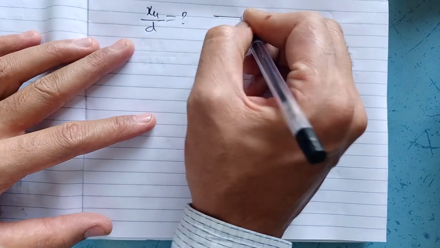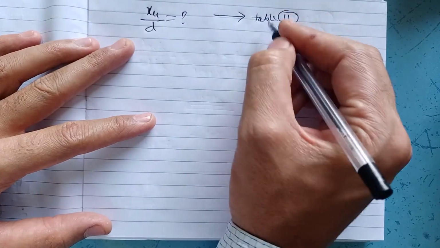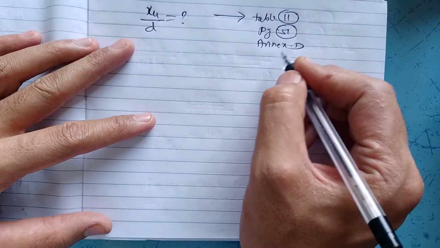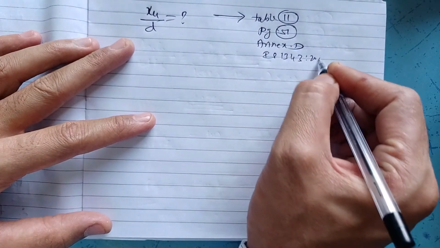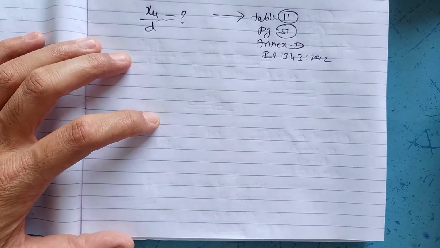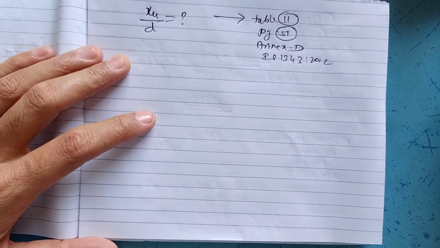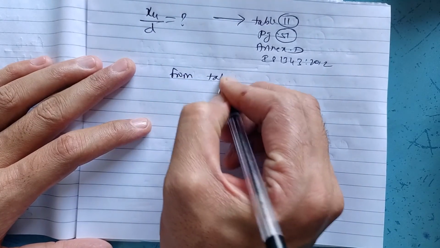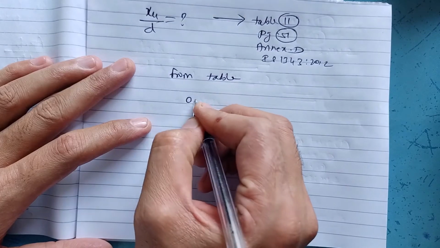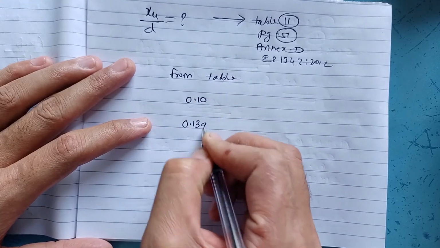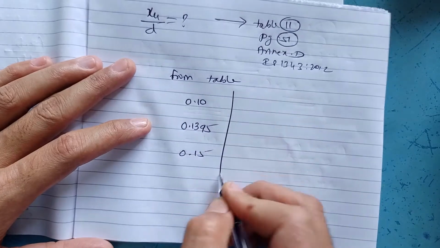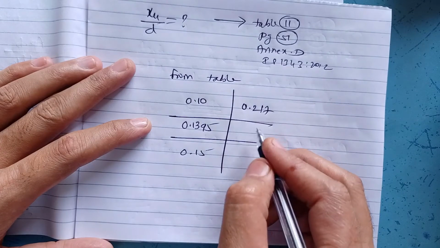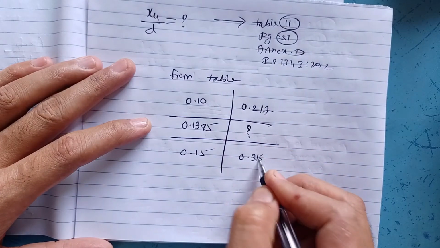Hence, XU by D from table 11, page 51, annexure D, IS 1343 2012. Again, I recommend all of you to mention the clauses or give the reference for the clause or tables you are taking from. And from this table, 0.1, 0.1395, 0.15, value for this is 0.217, 0.316.